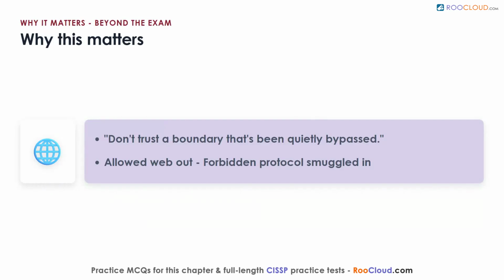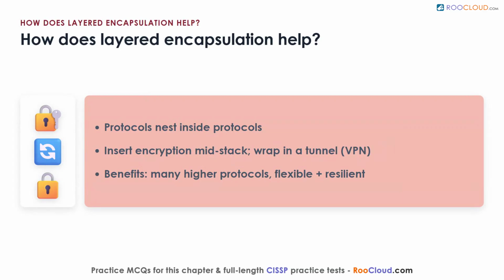Because encapsulation is a double-edged design pattern you meet constantly. Imagine you allow web traffic out of your network but block file transfers, and an attacker smuggles the forbidden protocol inside the allowed one. Your filter never sees it. Understanding how layering both empowers and undermines your controls is what keeps you from trusting a boundary that has quietly been bypassed.